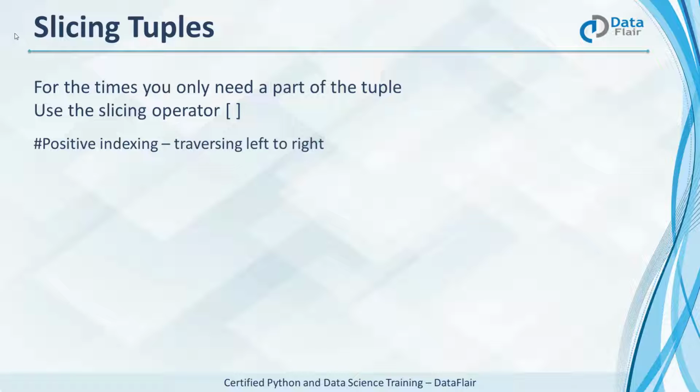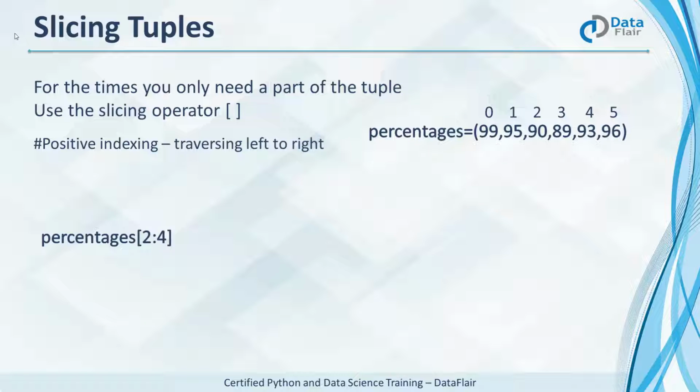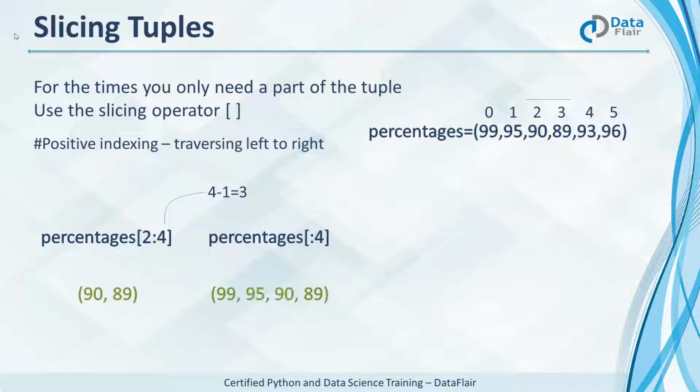Positive indices mean traversing left to right. This is the tuple and the indices are 0 to 5. Slice 2 to 4. This is values 90 and 89. And this is indices 2 and 3. 3 because 4 minus 1 is 3. Slice up to index 4. 99, 95, 90 and 89. Indices 0 to 3. Slice 4 to the end. 93 and 96. Indices 4 and 5.